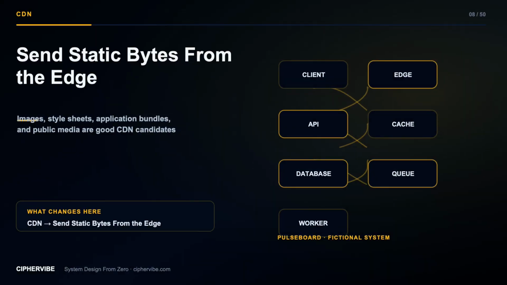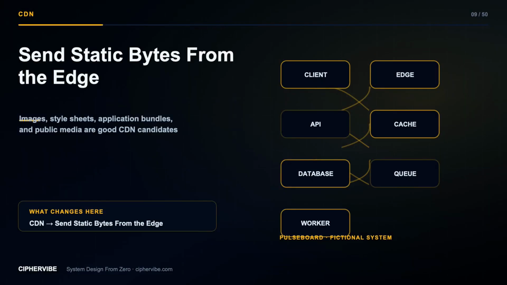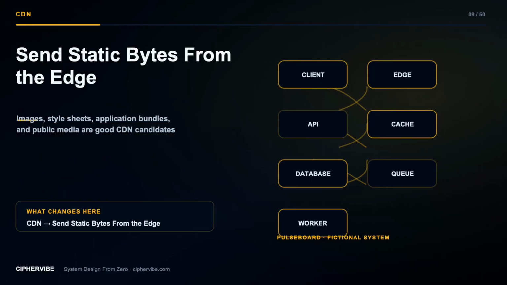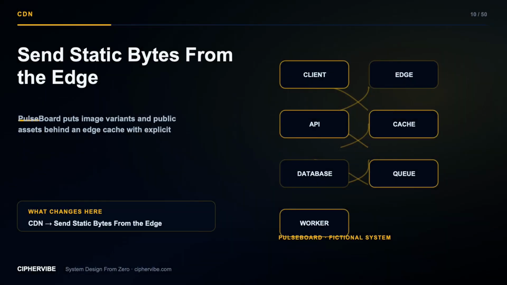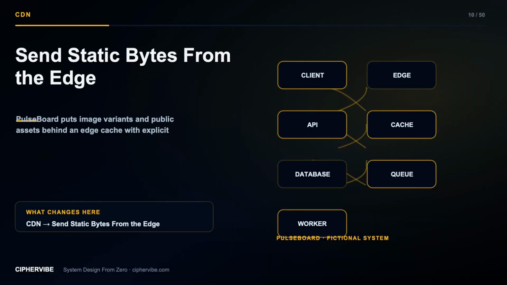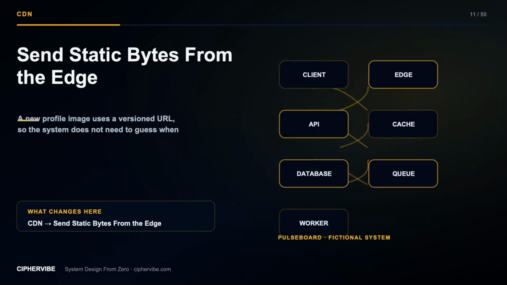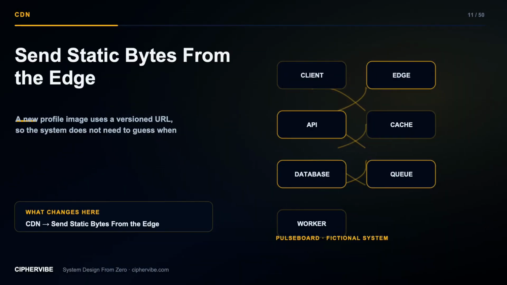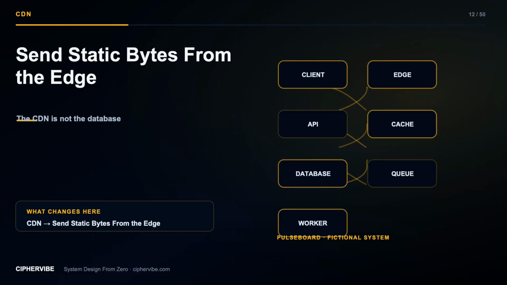Images, style sheets, application bundles, and public media are good CDN candidates because many people request the same bytes. PulseBoard puts image variants and public assets behind an edge cache with explicit cache control rules. A new profile image uses a versioned URL, so the system does not need to guess when every edge location has refreshed. The CDN is not the database.